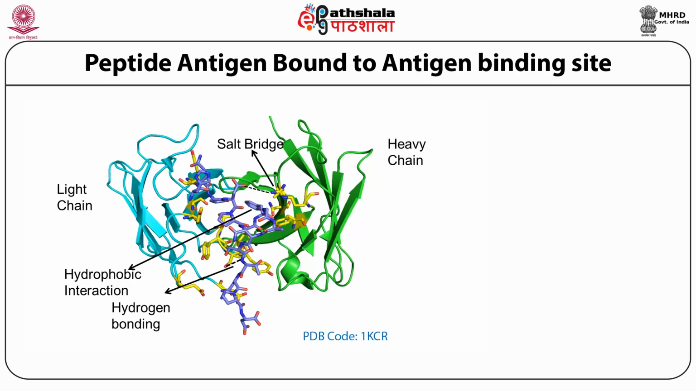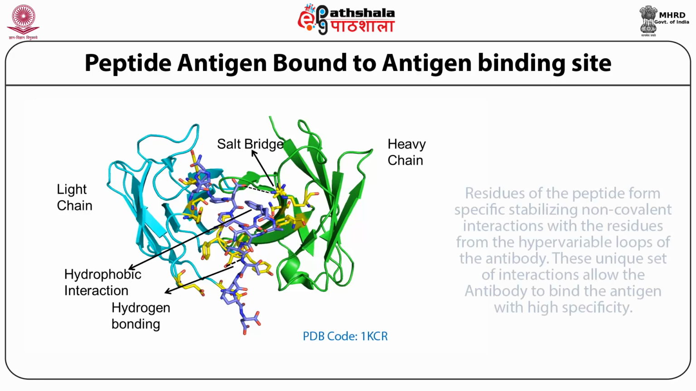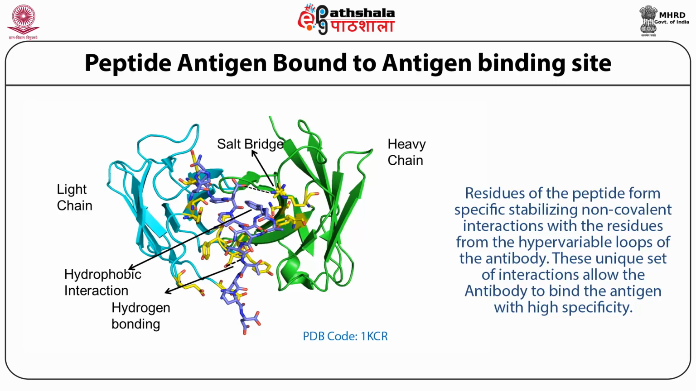Now these interactions are mostly a combination of hydrophobic interactions, and we can also see some hydrogen bonds, hydrophilic interactions, and salt bridges. All these together form these antigen-antibody interactions. The variable loops between the light chain and heavy chain cause the variation of antibody and changes in the specificity. The residues from the peptide form specific stabilizing non-covalent interactions with the residues from the hypervariable loops of the antibody. These unique sets of interactions allow the antibody to bind antigen with very high specificity.